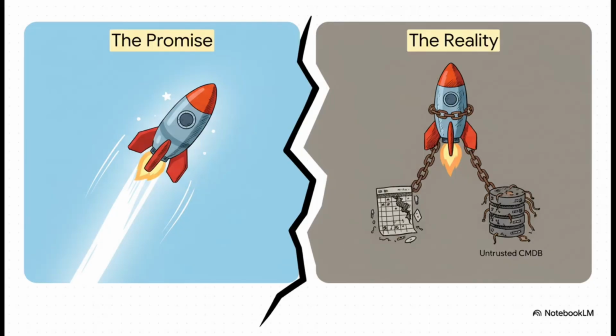And this right here, this is the gap we're all trying to close. On one side, you have the incredible promise of AI: proactive, intelligent, automated operations. But then there's the reality. And for a lot of folks, that reality is that these amazing tools are completely crippled right from the start. Why? Because they're being fed a diet of stale, inaccurate data from some untrusted CMDB, or even worse, manual spreadsheets.